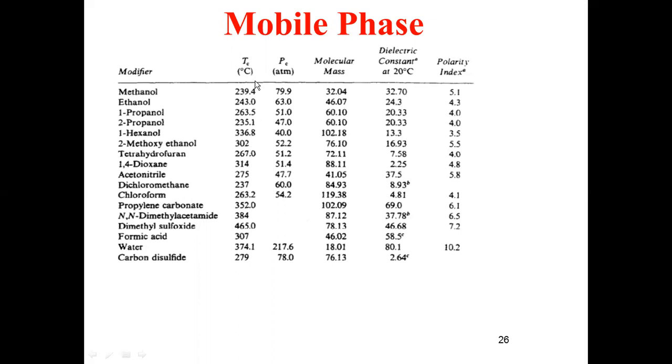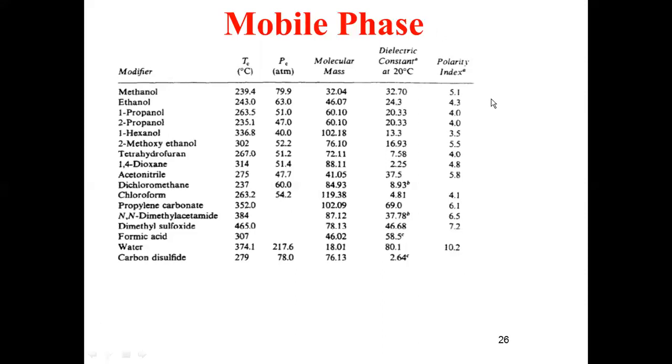So they also have their own critical temperature and pressure, and their molecular masses are also given. Molecular mass must always be very low. If the molecular mass is very high, their viscosity and the diffusion coefficient will also matter, and the elution of the solute will be suppressed if the molecular mass is very high.